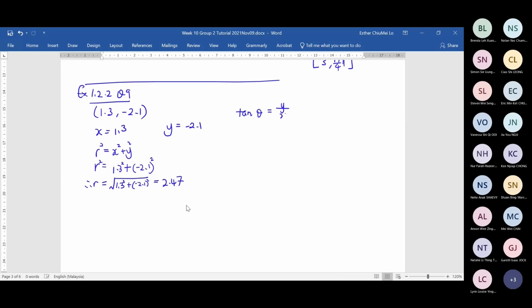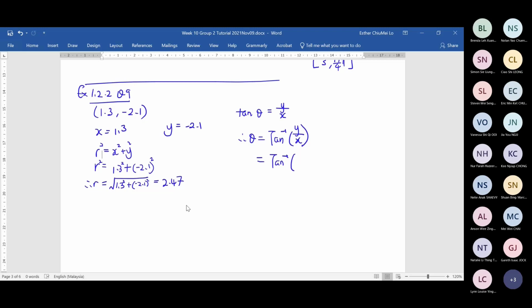Tangent theta equals y over x, because if you plot this on the diagram, we will always get the opposite and adjacent, because it's y and x. And then how do we get the theta? The theta will be your arctan of y over x. As we know here, your y is negative 2.1, or maybe you can put it on the diagram first and see where the position is.